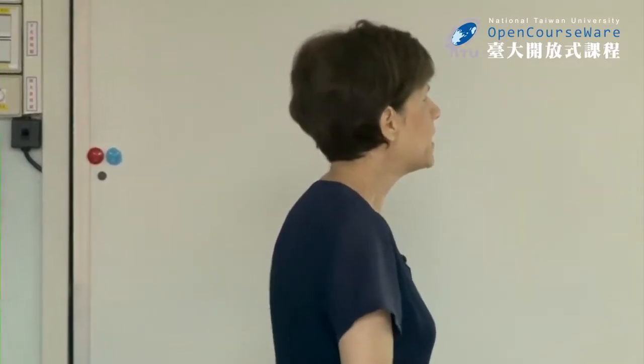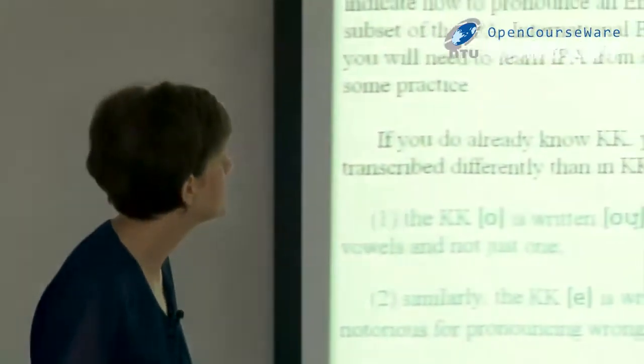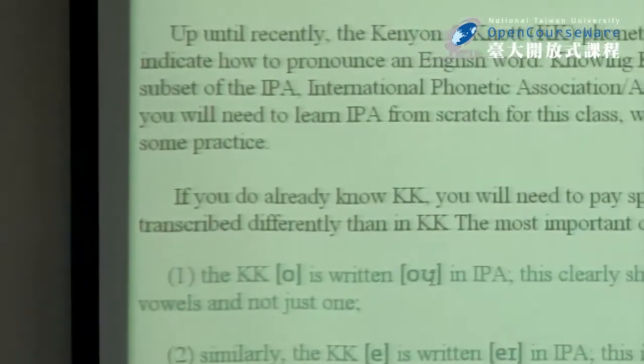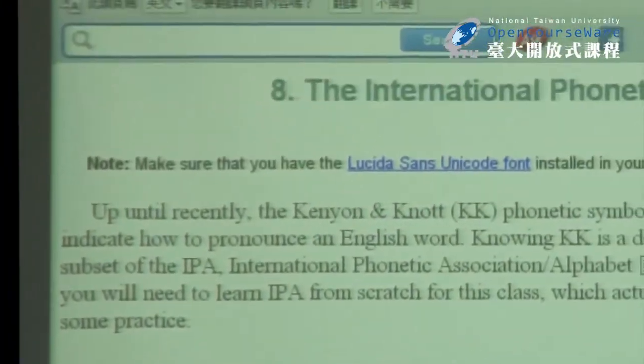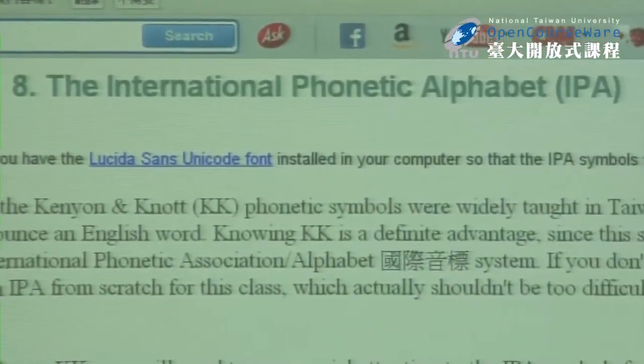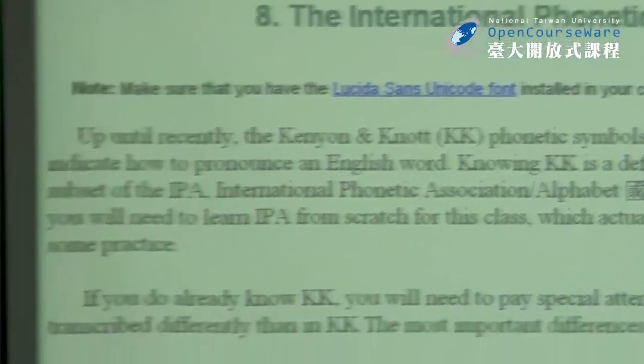All right, we're going to talk about some of the choices that Kenyon and Knott made when they were designing their particular subset of IPA symbols for American English. Is everybody following me? Everybody understand what I'm saying? Okay, good. So it says here that at least up until recently, the Kenyon and Knott phonetic symbols were widely taught in Taiwan schools to indicate how to pronounce an English word. Knowing KK is a definite advantage. This topic has been debated a lot in education circles in Taiwan.